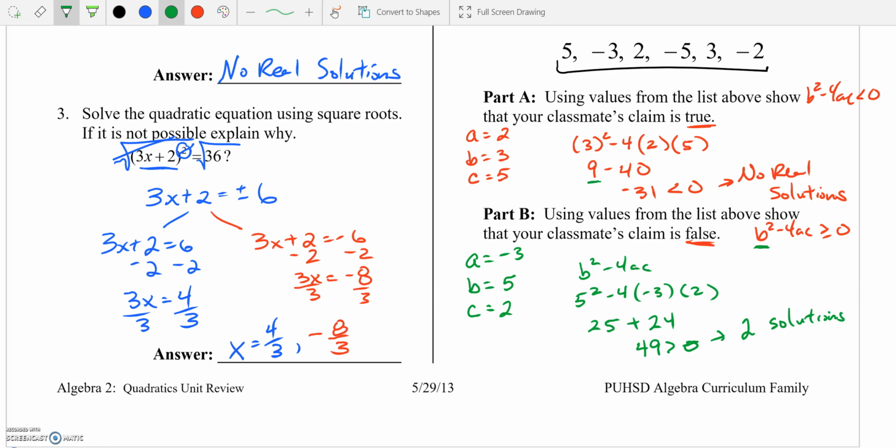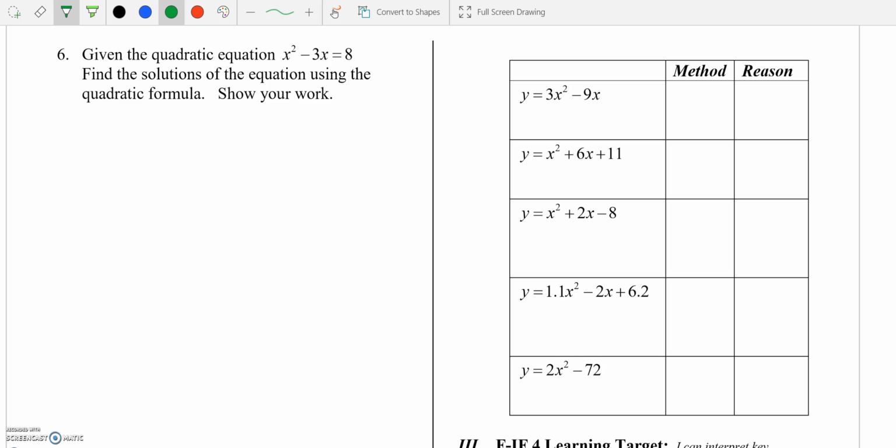Let's move on to page 2. Number 6: given the quadratic equation x² - 3x = 8, find the solution to the equation using the quadratic formula. So to use the quadratic formula, we need to have our equation equal to 0. So x² - 3x equals 8, and we need to subtract the 8 back over here. So x² - 3x - 8 equals 0.